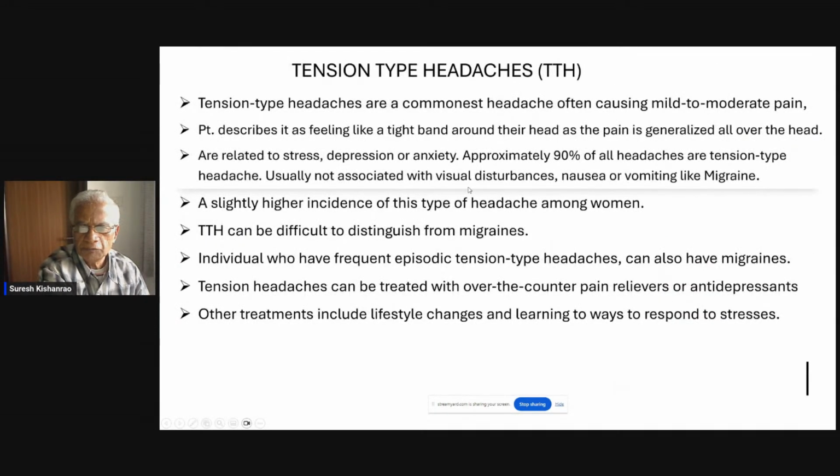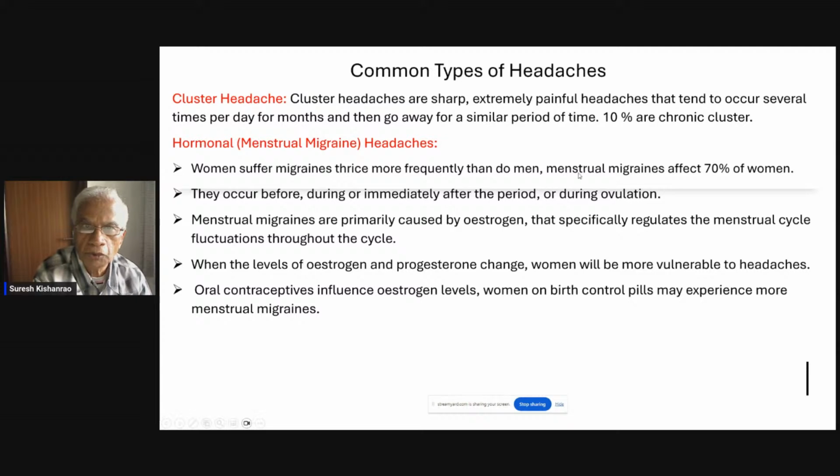In tension type headaches, you can always relate to some type of tension. You need to get more details and try to address the reason for the tension. Of course, you will always start with transient symptomatic treatment, NSAIDs or ibuprofen.